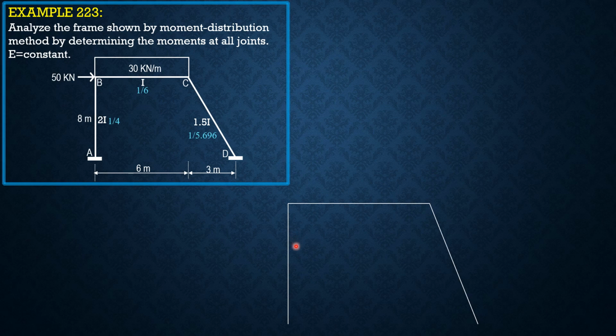So before tabulating, the distribution factor at A is 0. This is also 0. Then this is negative 1/4 over 1/4 plus 1/6, negative 0.6, so therefore this is negative 0.4. This is negative 1/6 over 1/6 plus 1 over 5.696, so it's negative 0.487. This one is negative 0.513.